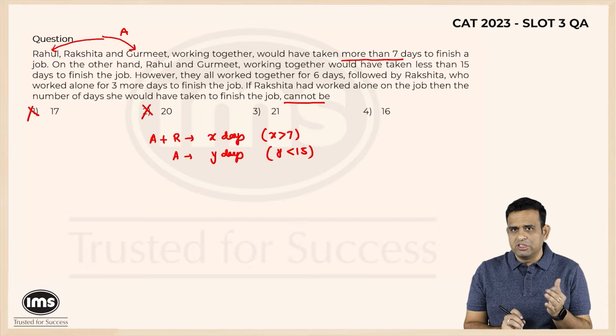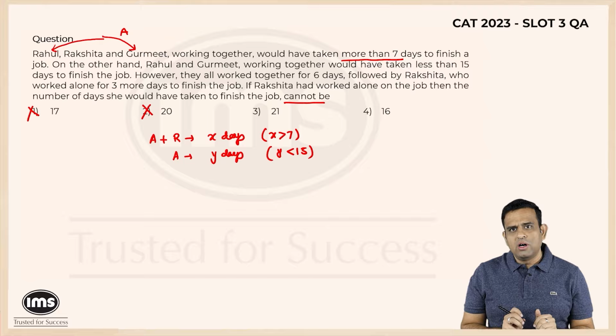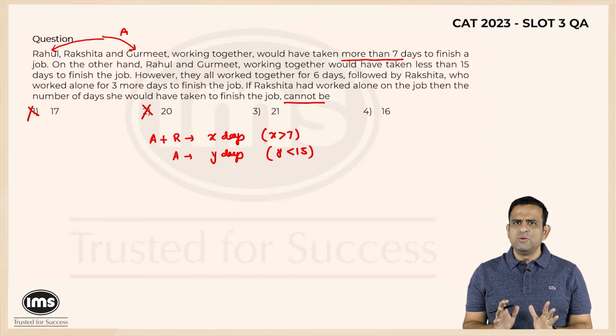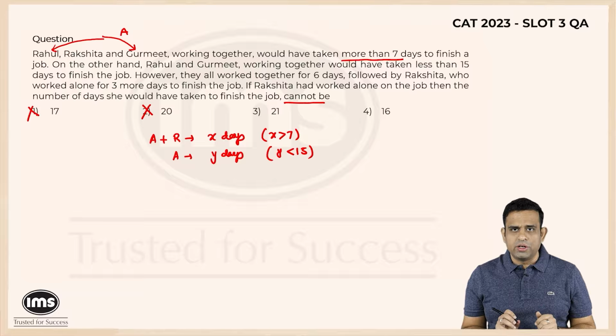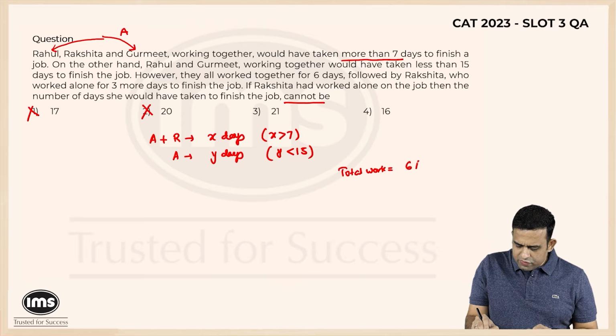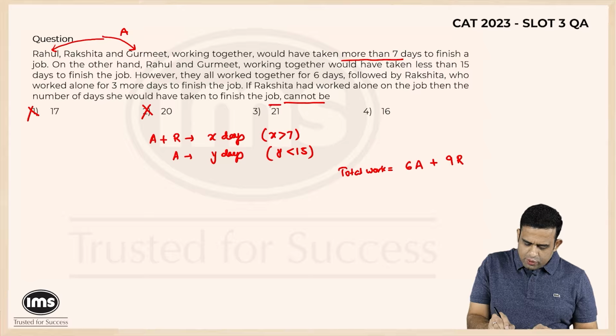So I can say group A, which comprises Rahul and Gurmeet, worked for 6 days, Rakshita also worked for 6 days, and then Rakshita worked for an additional 3 days. In simple words, the group of Rahul and Gurmeet, which I'm calling A, has worked for 6 days in total, and Rakshita has worked for 9 days in total. So the total work is 6 days of work of the group A and 9 days of work for Rakshita over here. Now I'm assuming option number 3.